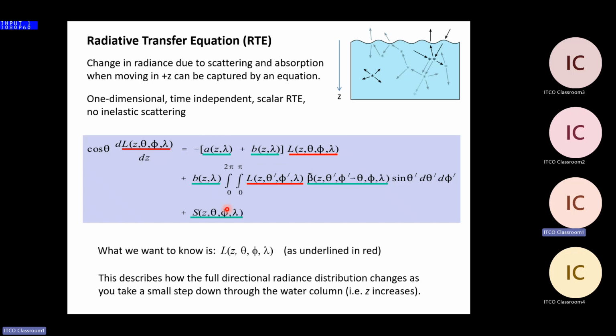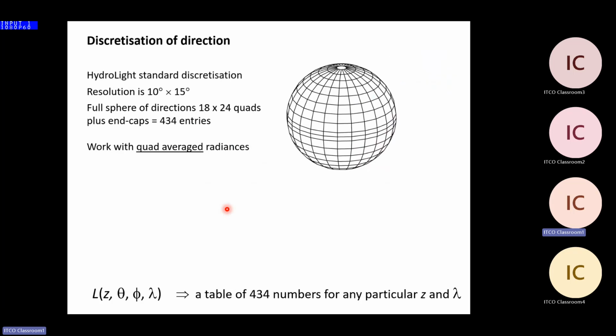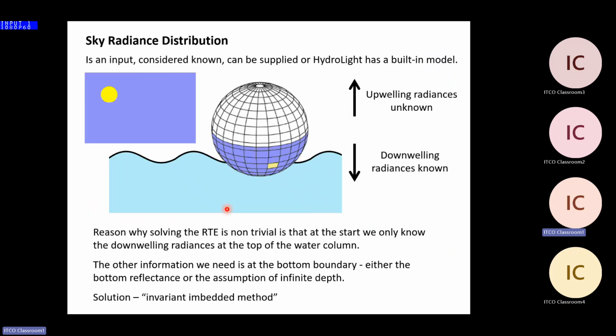Seems easy. But there's one thing I've skipped over, which is that it only works when you know the full radiance distribution. To be able to do this, at the top of the water column, you need to know the radiance in every direction, and then you can bring it down through the water column using the radiative transfer equation. But typically, we don't know the upwelling radiances. That's what we want to know. We only know the radiances derived from the sky. So we can populate the bottom part of this table of numbers, but we don't know what's in the top part. So it's a problem because then we can't do this.